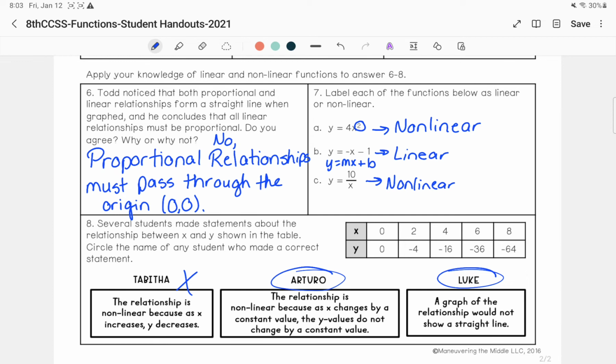So now go get the practice worksheet from your sub and try to determine which ones are linear relationships and which ones are not linear, or nonlinear.